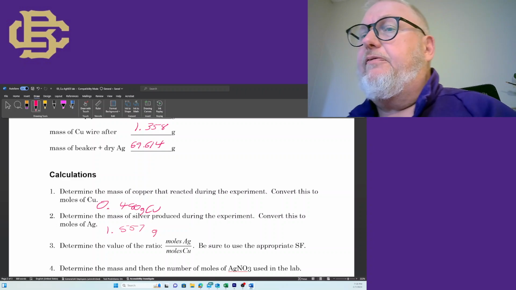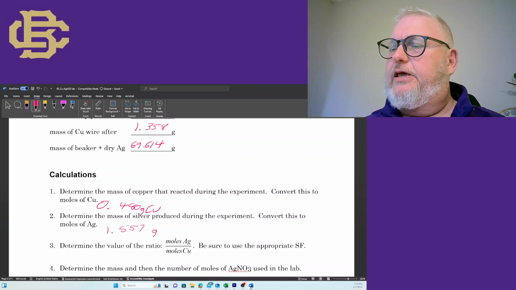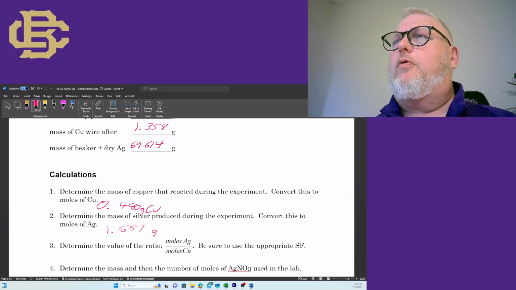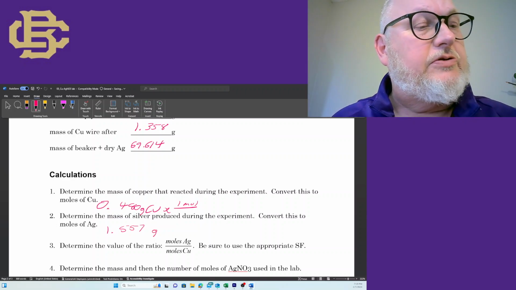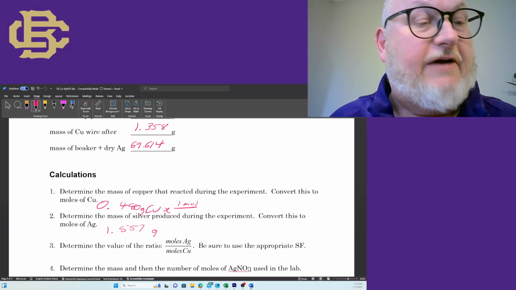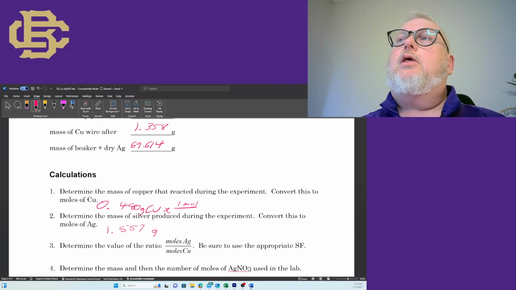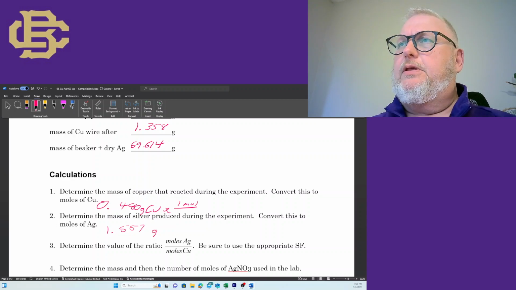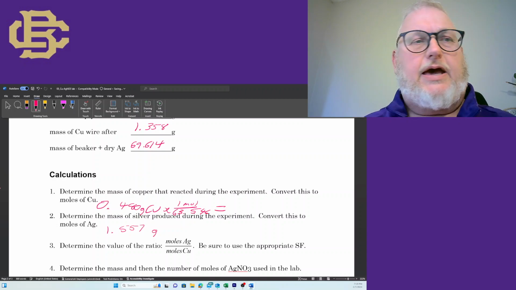If you recall from my previous video, if you grab your periodic table, let's convert this into moles. So if I have 0.48 grams of copper and I need to know the number of moles, I've got to multiply that by the mole ratio. The mole ratio from my periodic table could be either 1 mole over 63.546 grams or 63.546 grams over 1 mole. Well, I want moles, so I'm going to put it on top. I'm going to write that down there, 63.546, and I hit my calculator.